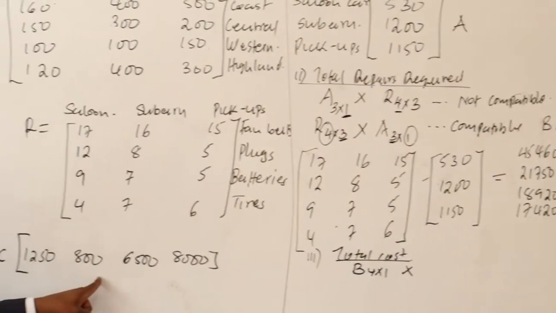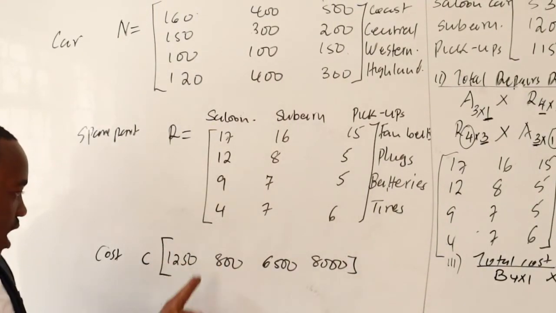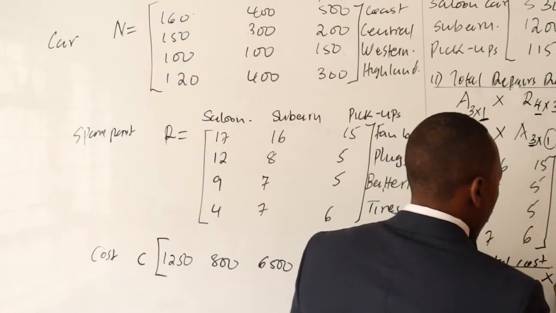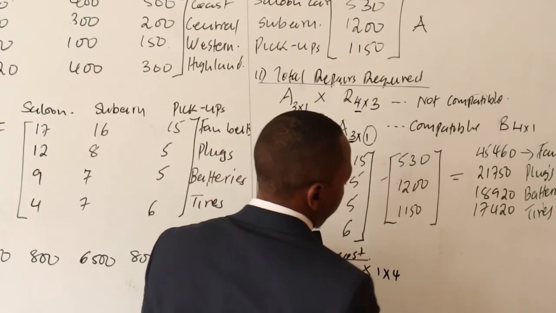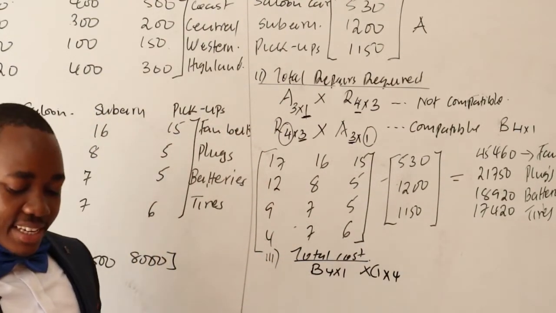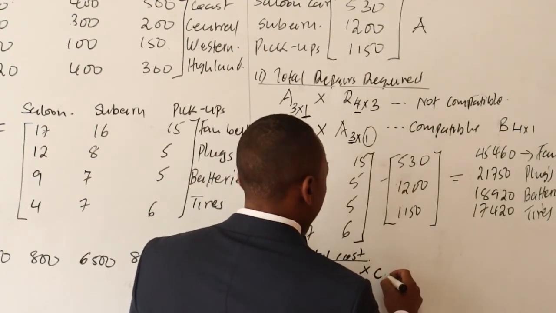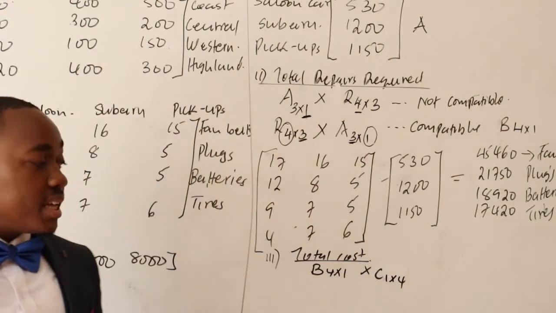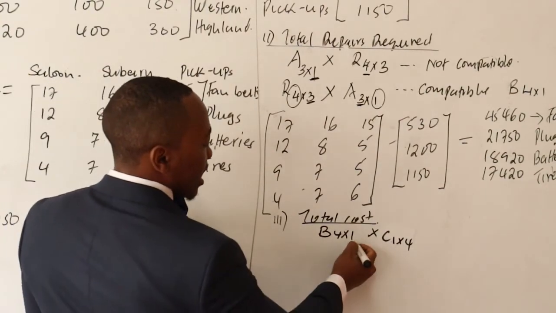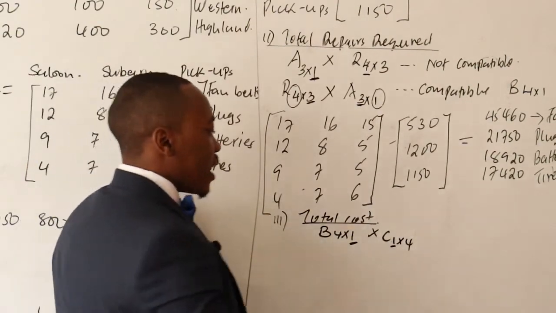And the cost we are given by this matrix. What's the order of this matrix? It's 1, and then 1, 2, 3, 4. So it's a 1 by 4. This is matrix C. In that case, you test for compatibility. Matrix C is a 1 by 4. You ask yourself, is it compatible? You are looking at 1 and 1. So it's compatible.